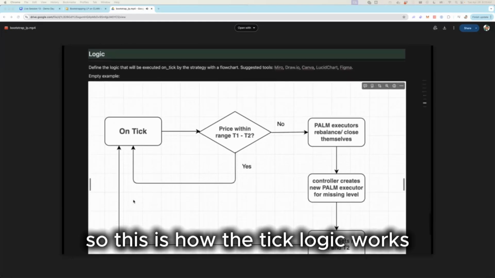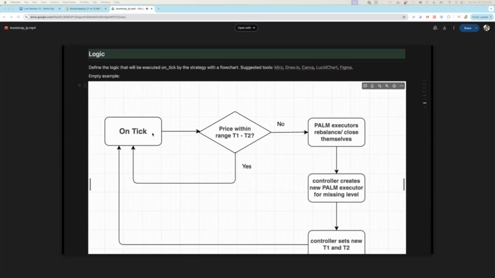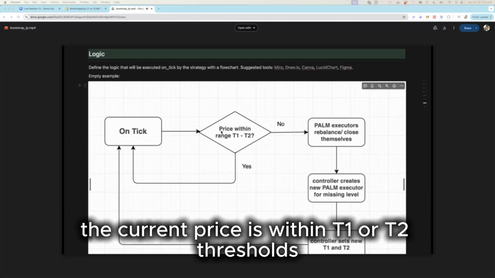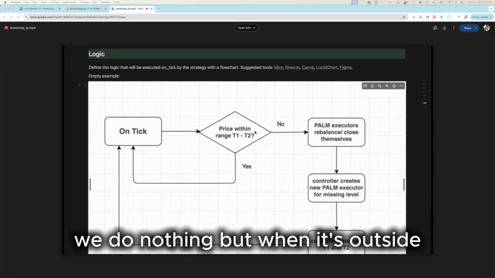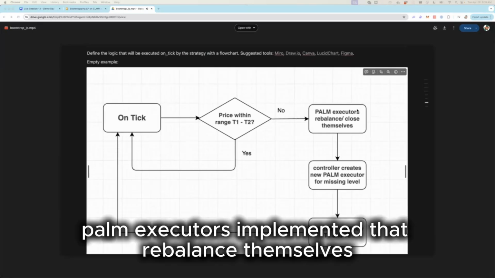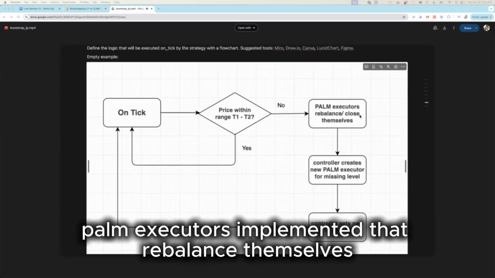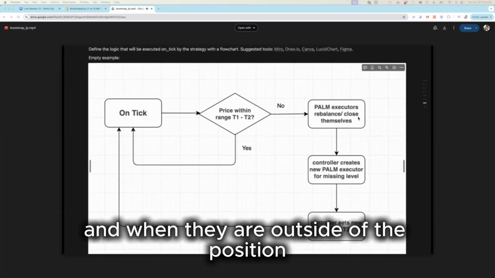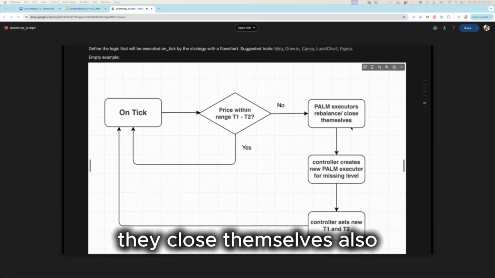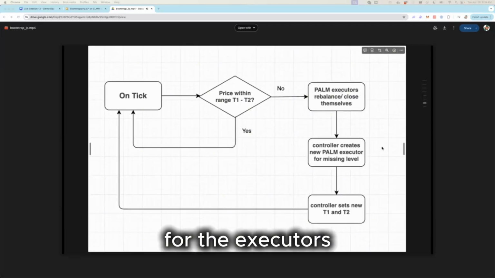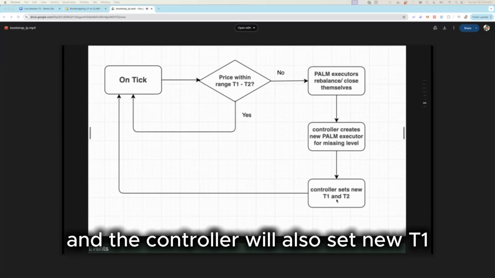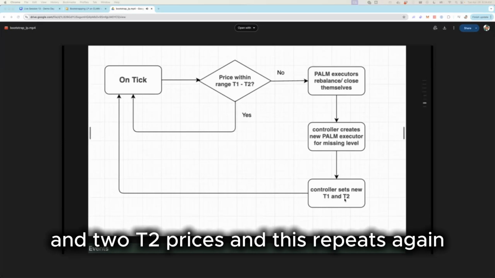So this is how the tick logic works. On each tick, we check if the current price is within the T1 or T2 thresholds, and if it is, we do nothing. But when it's outside, we have custom executors implemented that rebalance themselves, and when they are outside of the position, they close themselves also. Then the controller will create the missing levels for the executors, and the controller will also set new T1 and T2 prices. And this repeats again.